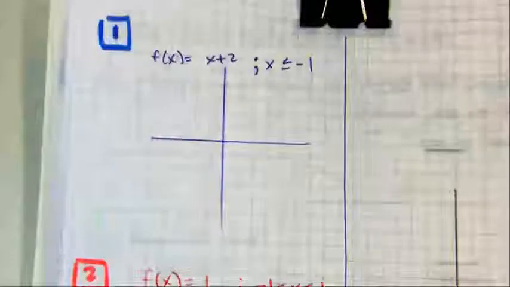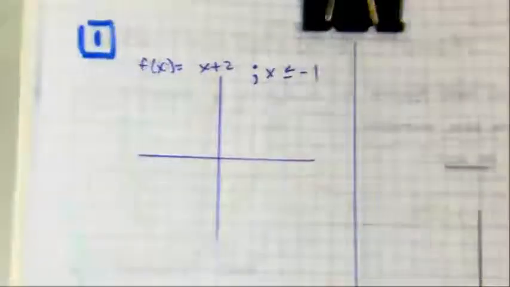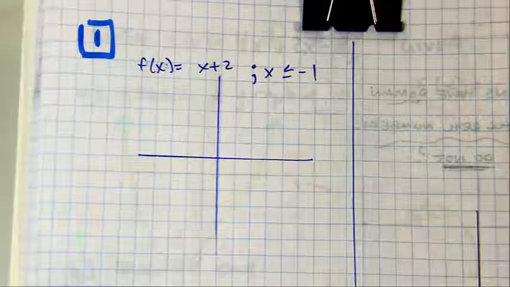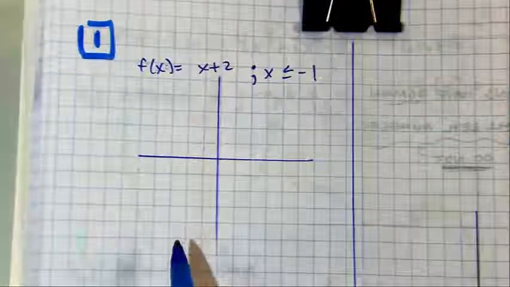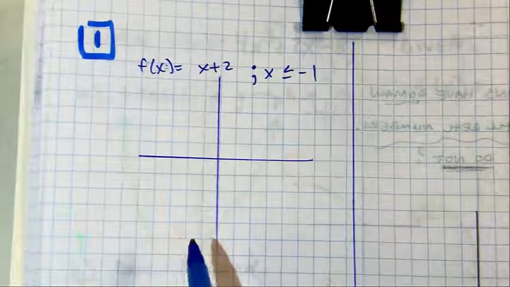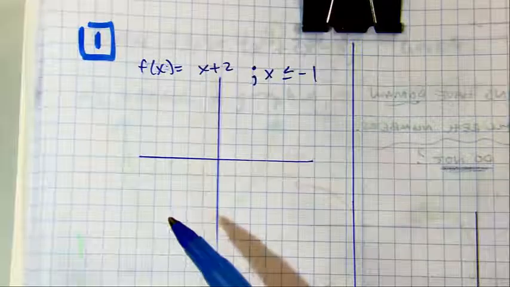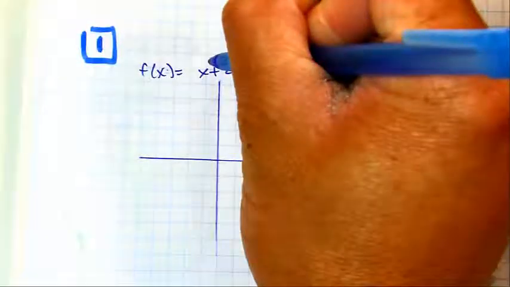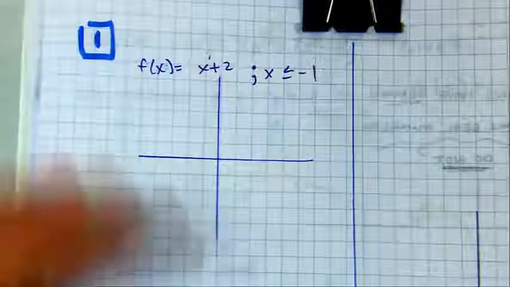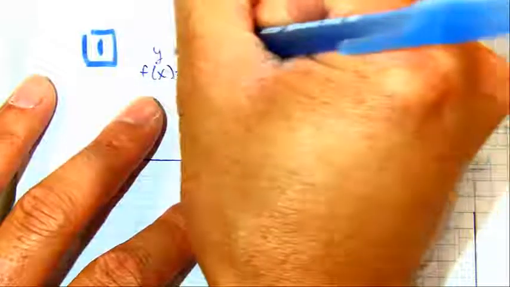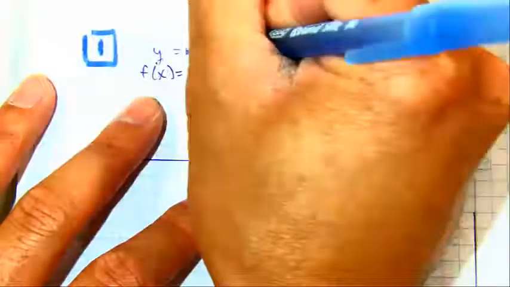I asked you guys to graph this. Class, what family is this? Number 1. Okay, so it's not quadratic because I don't have a power of 2. It is linear because it's a power of 1. Okay? To graph this, super simple might be y equals mx plus b.